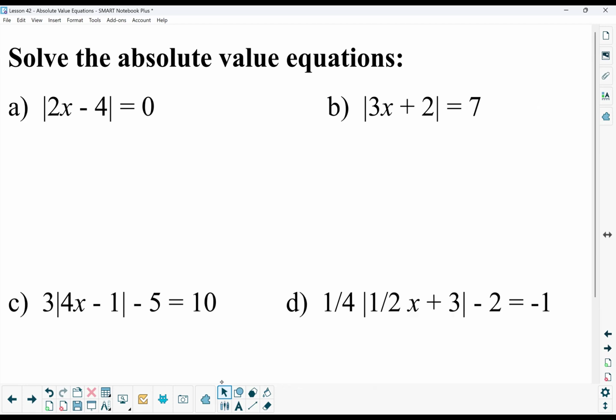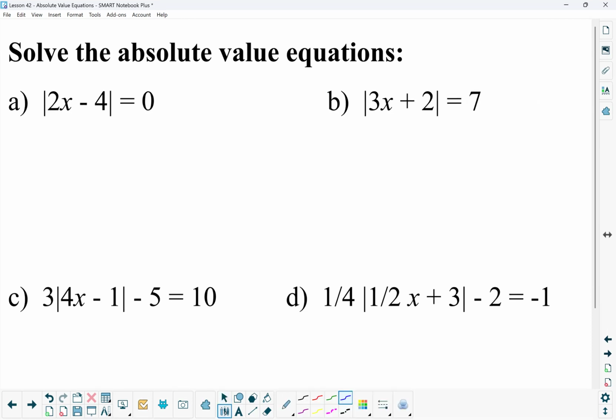So again, the process is still the same. We want to get the absolute value by itself. For letter A, that's done. So we take the absolute value equals the value that the equation is equal to, in this case, 0, and its opposite. But 0 is its own opposite. So this one is just 2x minus 4 equals 0. Solve for x.